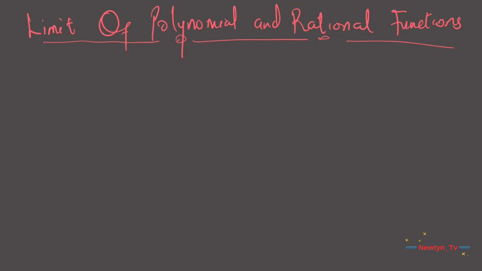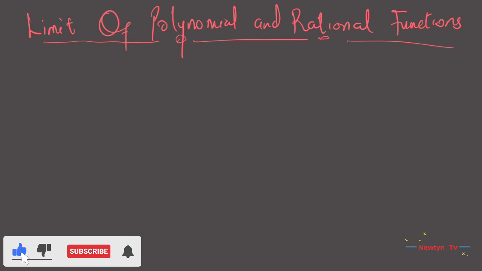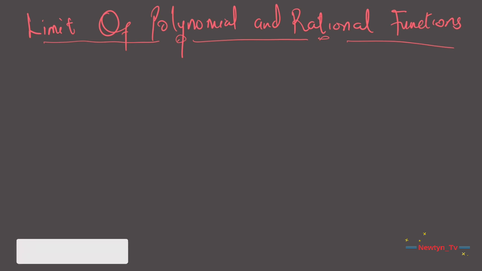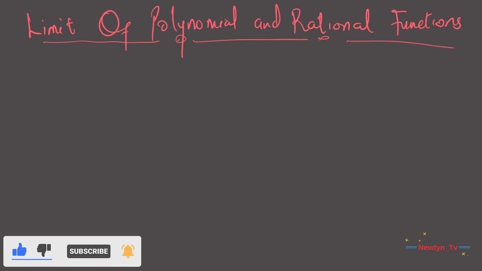So in this video, we're going to continue with the polynomial and rational functions. We did the first part of the video where we talked about the limit of polynomial and rational functions, and we looked at using limits to solve polynomial and rational functions. In this video, we continue with the previous one, and we are going to talk about evaluating limits by multiplying by a conjugate.